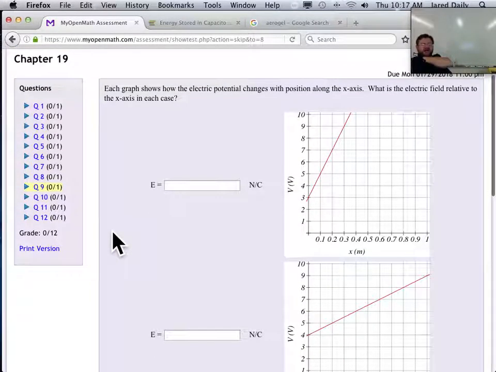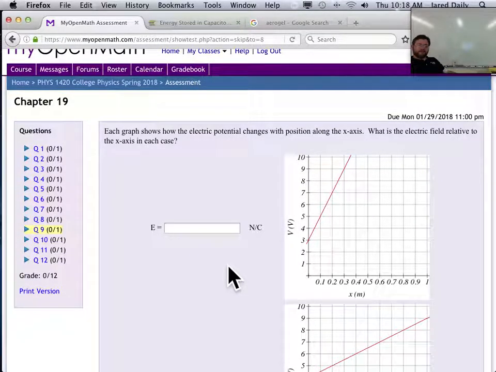So this one is how potential changes along the x-axis. And what is the electric field relative to the x-axis in each case? In these cases, you have to remember that electric field is equal to potential divided by distance, right? So if your potential is 5 volts at a 0.1 distance, then you take 5 volts and divide by 0.1 to get the electric field, right? You have your voltage 9 divided by 0.3, right? How are they wanting you to answer that? Is the question.